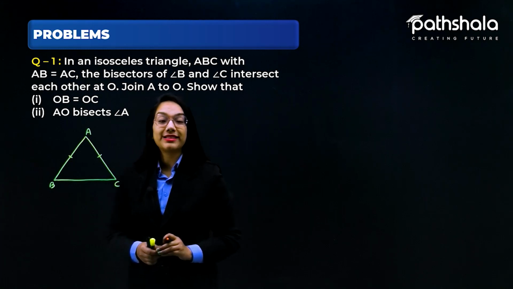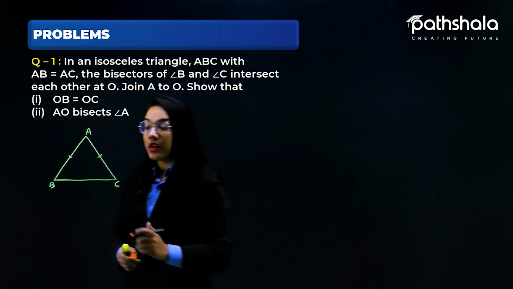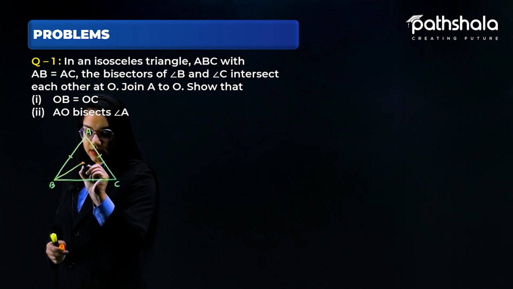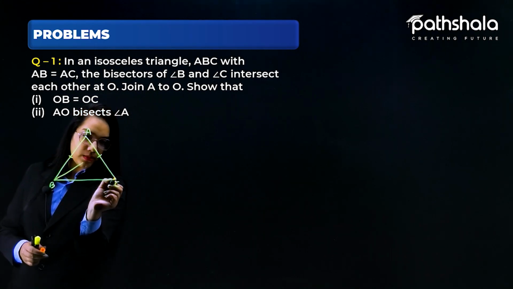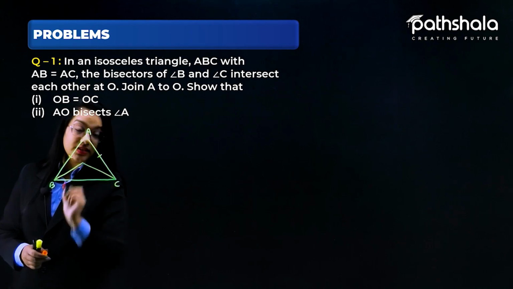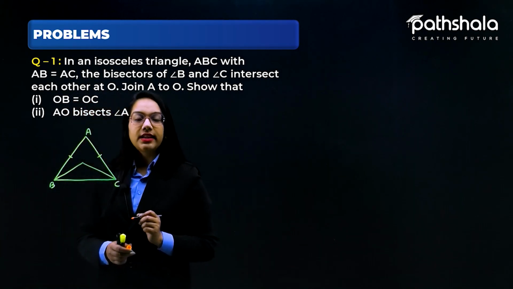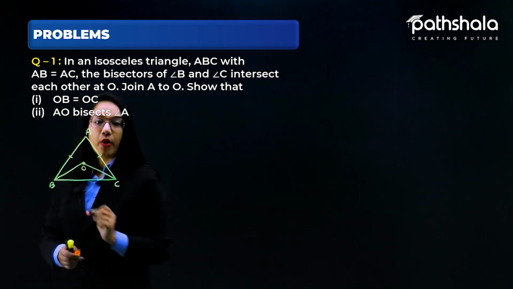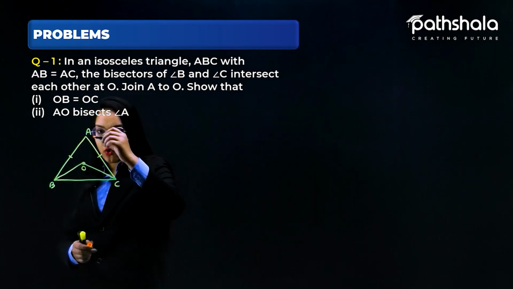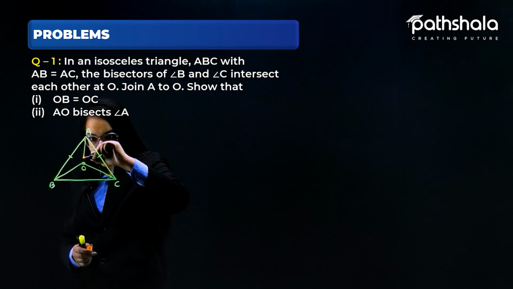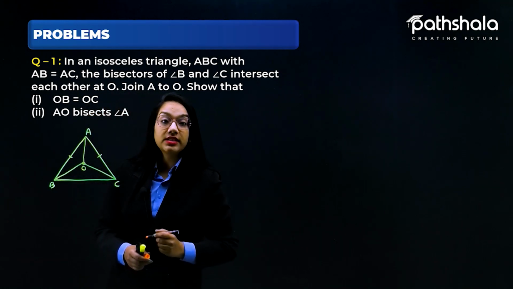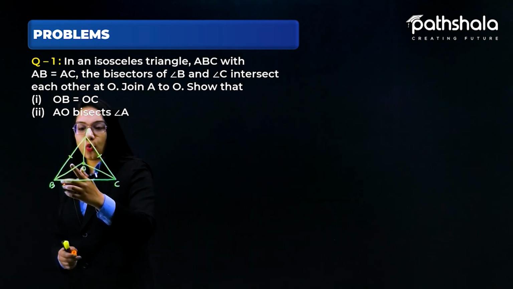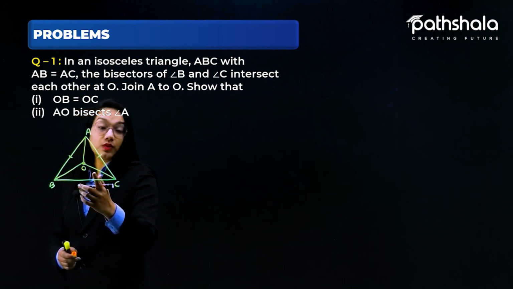Now it says the bisectors of angle B and angle C. It means we are drawing the angle bisectors of B and C in such a manner that they intersect each other at a point O. So this is the point O. Further it says join A to O, so let us join A to O. Now we have to show that OB is equal to OC.